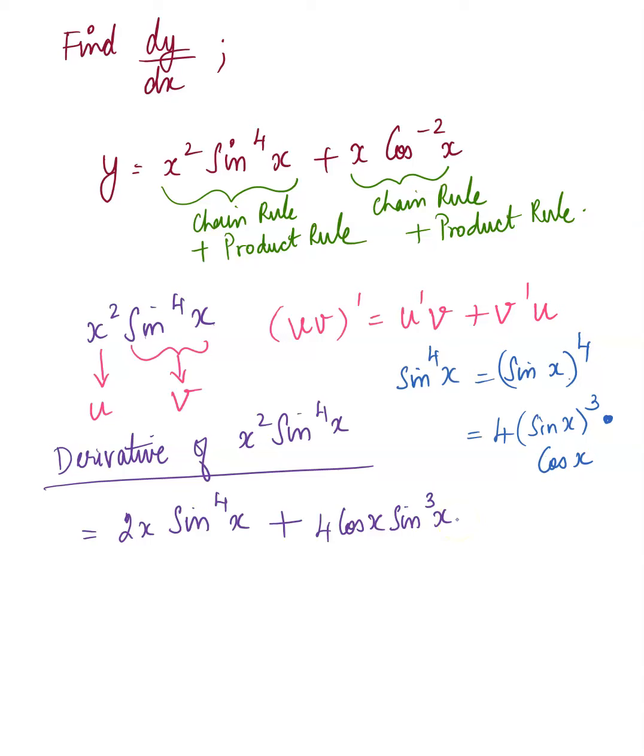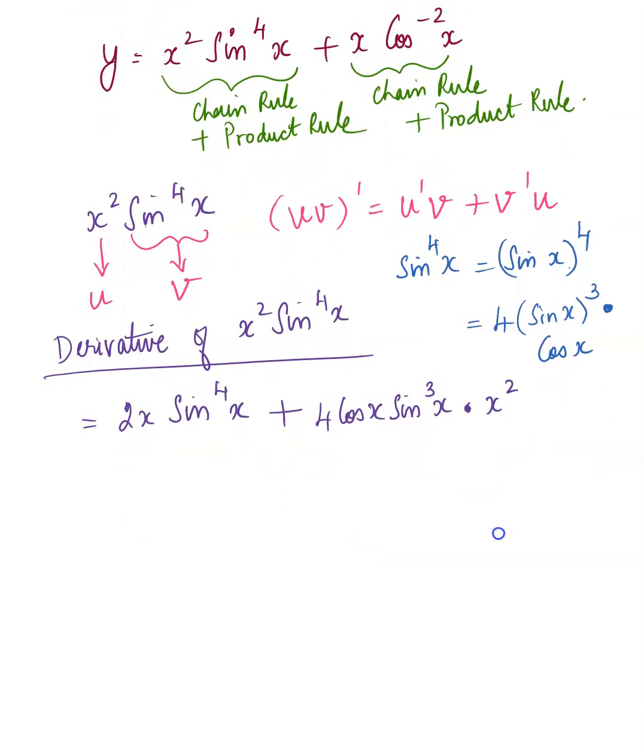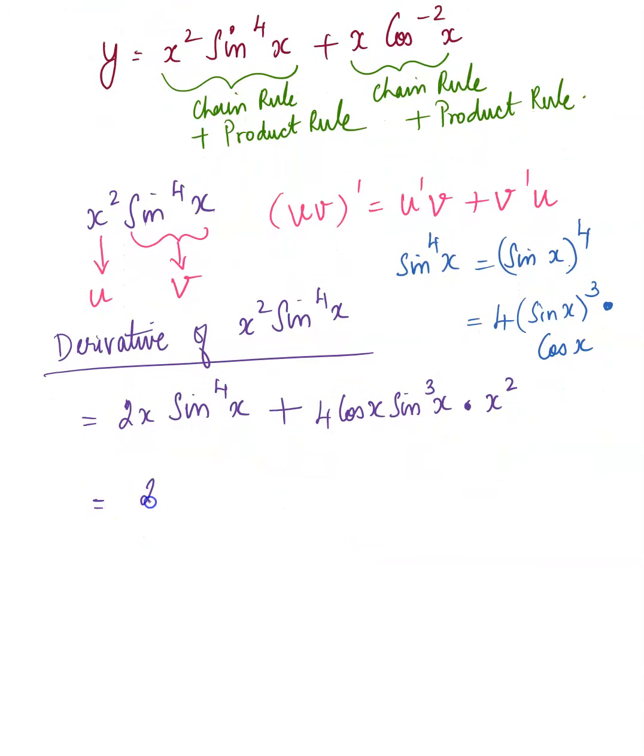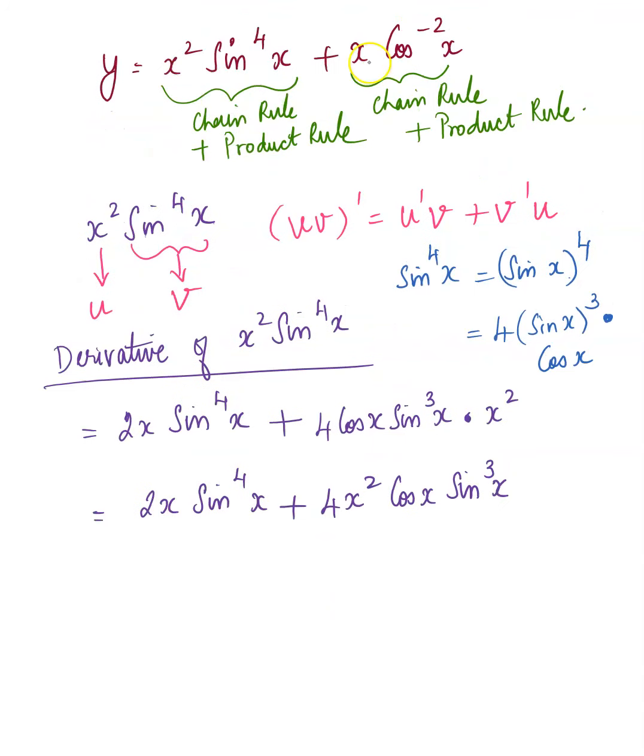V prime u is x squared. So that is my derivative of x squared sine power 4x. Let's clean that up a little bit. 4x squared, we want to bring the x squared to the front so that we have cosine x sine cubed x. You got that? Then let me zoom in on the x cosine power negative 2x.